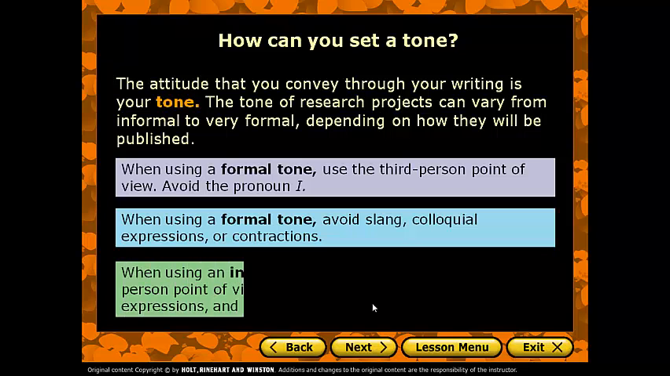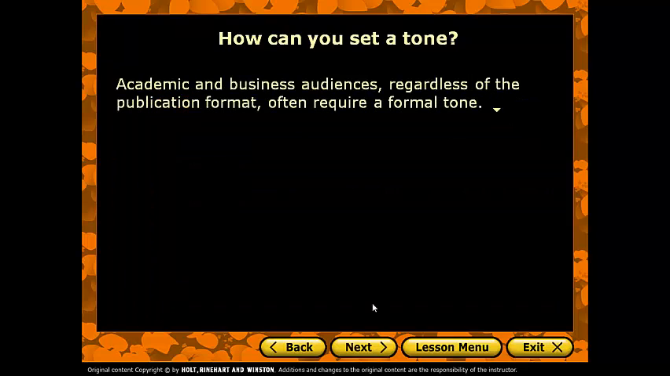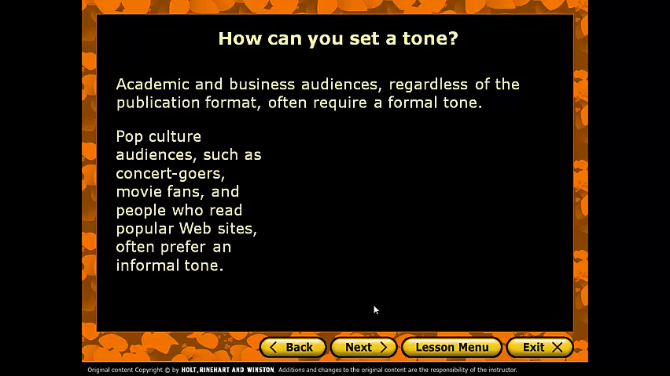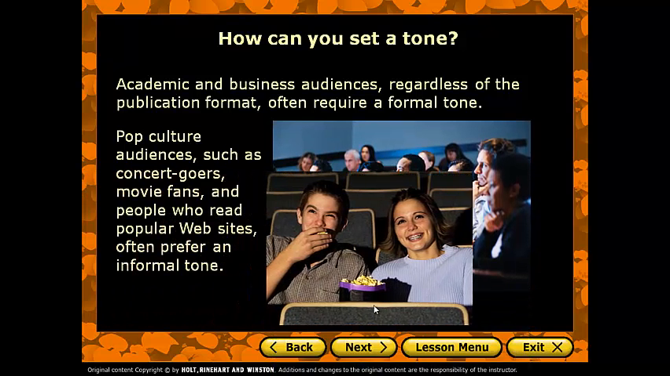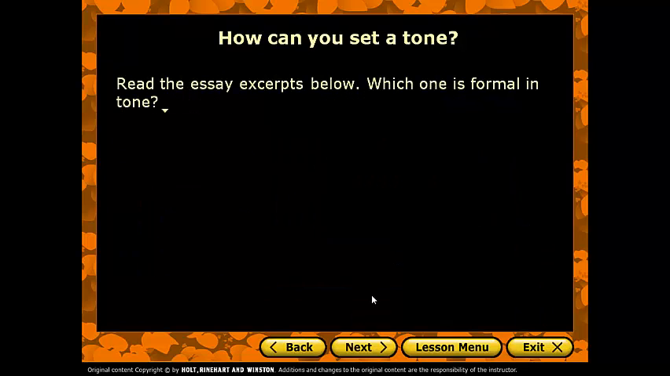On the other hand, if you're going informal, you use first-person point of view and you do include the slang, the colloquial expressions, and the contractions. Academic and business audiences usually require a formal tone, whereas pop culture audiences such as concert goers, movie fans, and people who read popular websites often prefer an informal tone. What we're going to do here in school this year, you will need to have a formal tone.